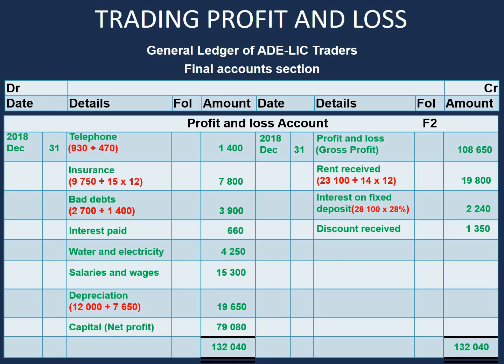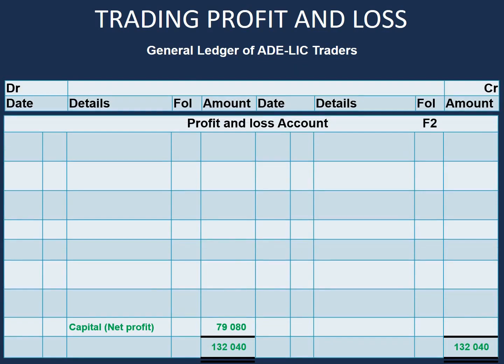In this example, it showed that the amounts on the credit side were more than on the debit side. But if the amounts on the debit side were more than on the credit side, then we will not get a net profit, but we will get a net loss. And our net losses are deducted from capital in the balance sheet.